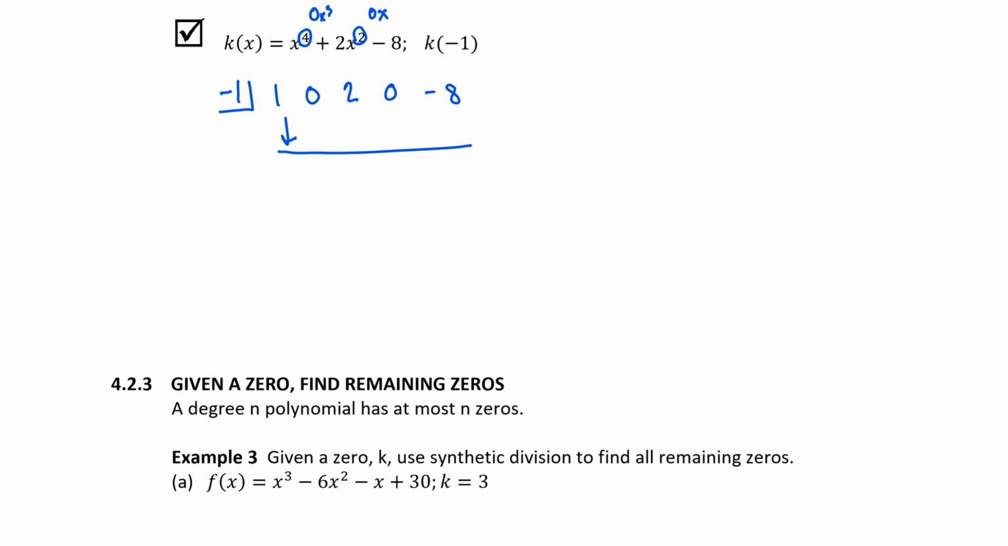Running our synthetic division process, bring down the first number. Negative 1 times 1 is negative 1. Add vertically to get negative 1. Negative 1 times negative 1 is positive 1. 2 plus 1 is 3. Negative 1 times 3 is negative 3. Add to get negative 3. And negative 1 times negative 3 is positive 3. So we end up with negative 5. Therefore, k of negative 1 is equal to negative 5. The function value is the same thing as the remainder. And that is our remainder theorem.